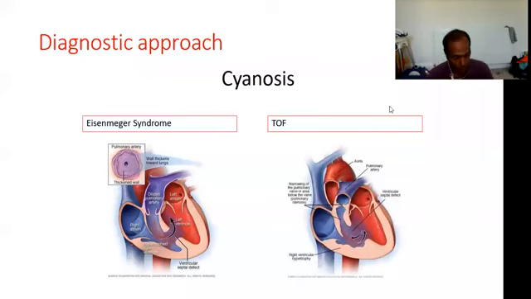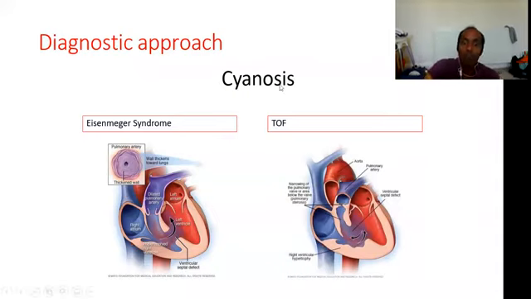Very simple. So that's the first step in your algorithm. Okay. Cyanosis, තිබ්බොත් either Eisenmenger or tetralogy of Fallot. Signs of pulmonary hypertension plus cyanosis, Eisenmenger. Cyanosis without evidence of pulmonary hypertension, tetralogy of Fallot. Simple as that.